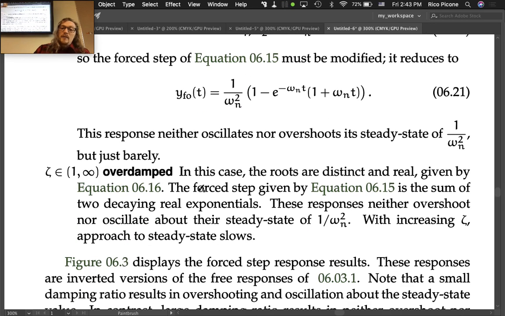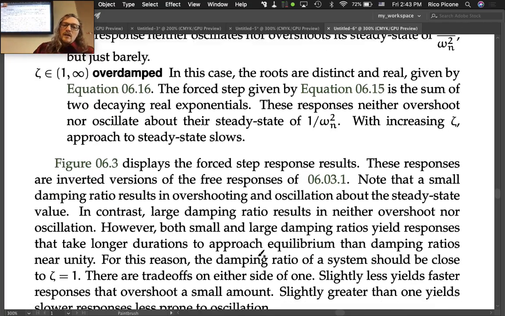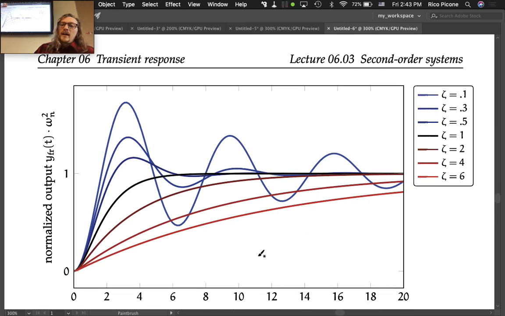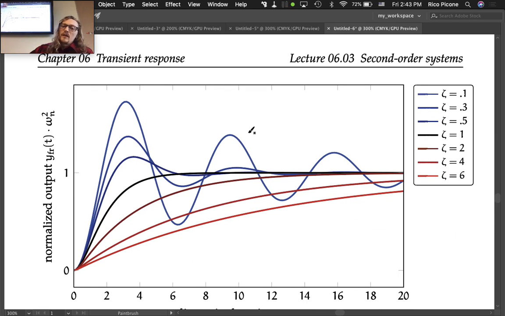Finally, overdamped is when the roots are distinct and real, and you're going to get this sluggish response. It doesn't overshoot at all, but is slow. Okay, so we're going to look at those now, and I plotted the same damping ratios. Notice that we're starting off at 0 instead of the initial condition, and instead of going down to 0 like we did before, we're going to go up to the final value, which is 1 over omega n squared.